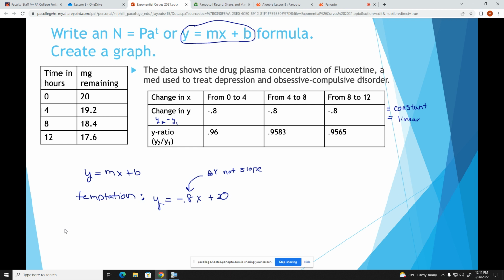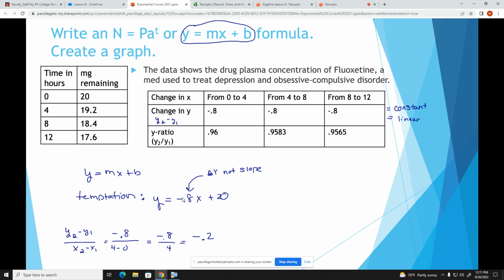So we know slope is y2 minus y1 over x2 minus x1. The value for y2 minus y1 is negative 0.8, if I take 19.2 minus 20. And then the change in the x values would be 4 minus 0. So this gives me negative 0.8 over 4, which is negative 0.2.